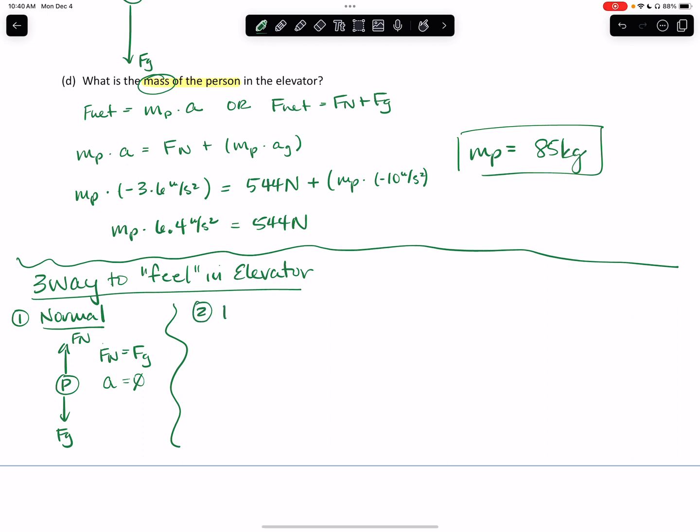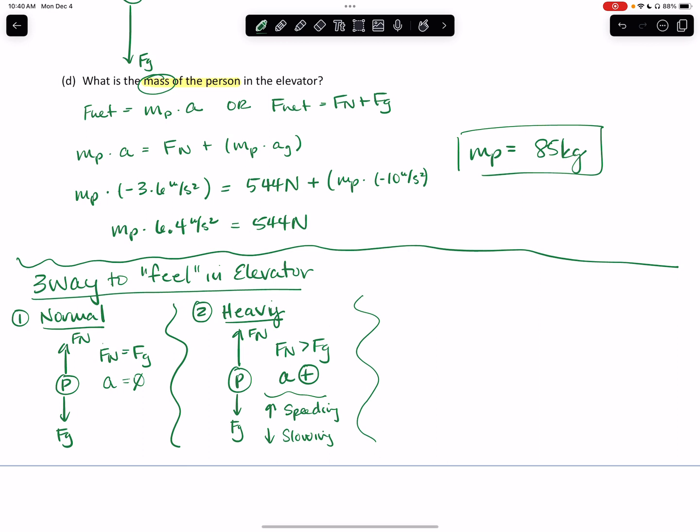Two, maybe you feel heavy. This happens when your normal force is greater than your gravitational force. So Fn is greater than Fg. And when this happens, your acceleration value will be positive. Remember, you have two choices. You're moving up and speeding up, or you're moving down and slowing.